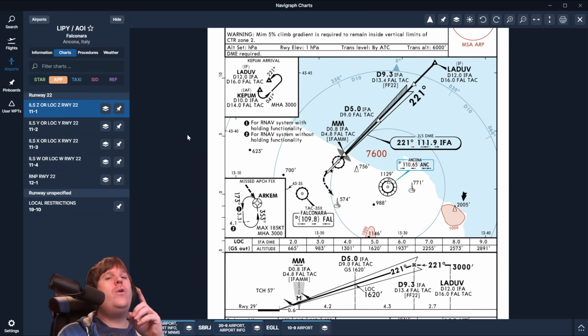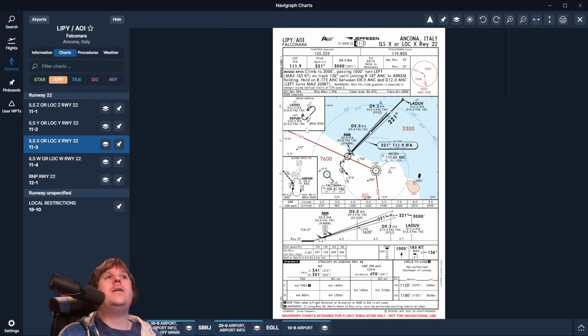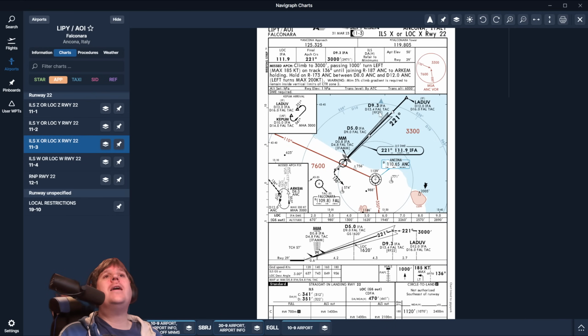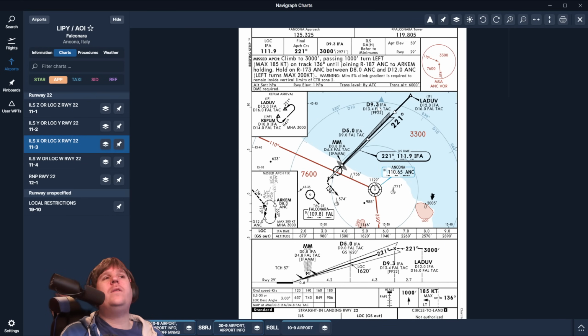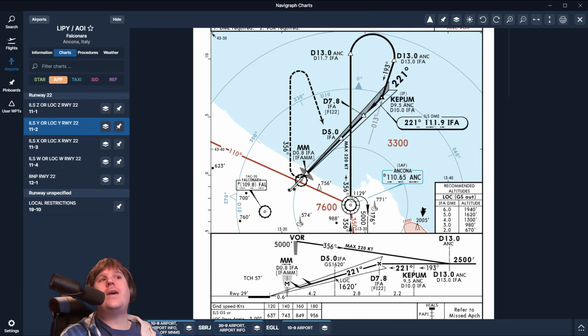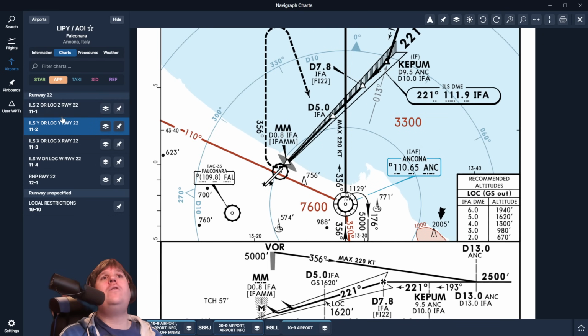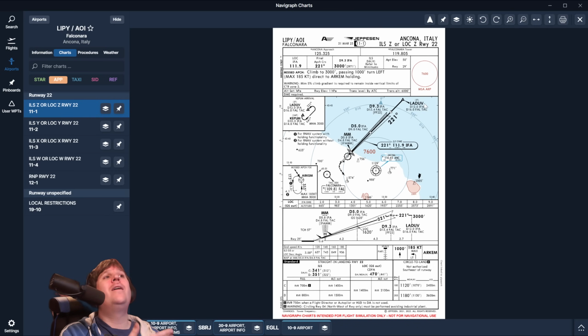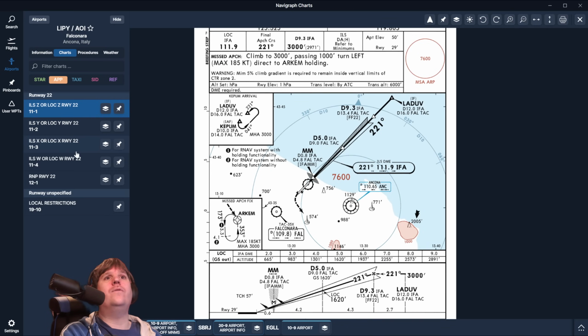But let's now have a look at a difference that is not so obvious, and that's going to be the ILS X-ray. And so if we take a look at ILS X-ray, first of all, let's see what it's most similar to. Well, ILS X-ray begins at Ladov, obviously ending on the same piece of concrete. So if we take a look at Yankee, well, that's not it because that starts at Ancona. But if we go to ILS Zulu, that one also started at Ladov. So let's have a look.